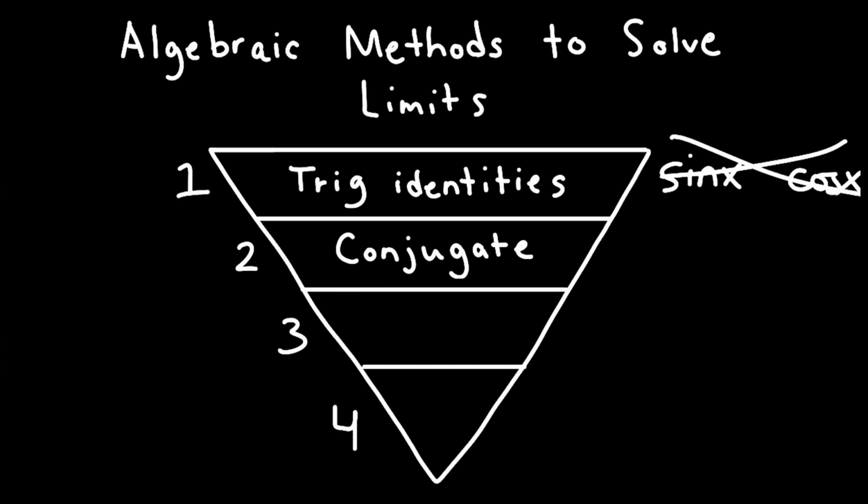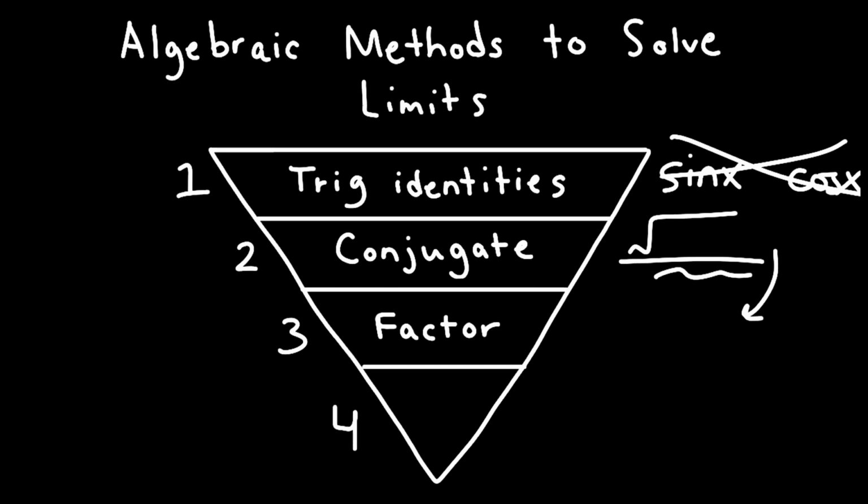Now, the conjugate is typically used whenever you have a function with a square root in the numerator. However, if you don't see a function that looks like this or has any kind of square root, then you can move on and try the third step, which is factoring.